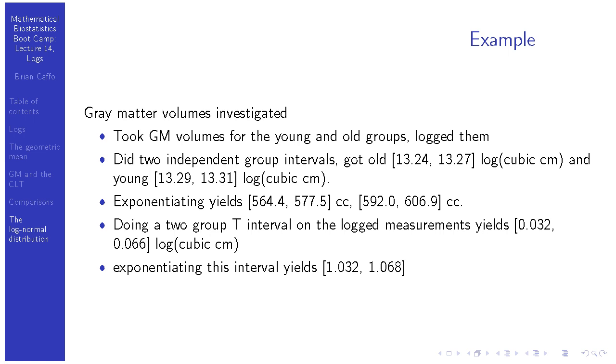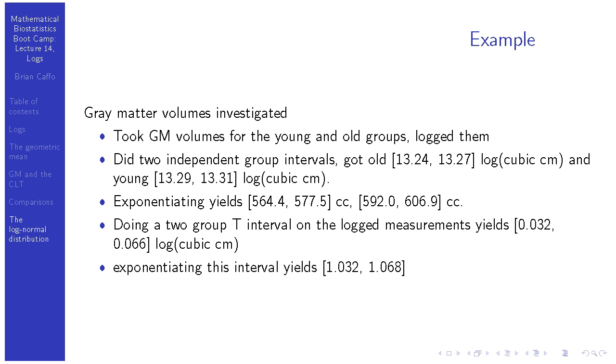So we did two separate group intervals. For the old group, we got 13.24 to 13.27, and for the younger group, 13.29 to 13.31. Both are in units of log cubic centimeters. If you exponentiate those intervals, you get about 564 to 578 for one group and 592 to 606 cubic centimeters for old and young, respectively. So both of these intervals estimate the population geometric mean gray matter volume among the older and younger groups, respectively.